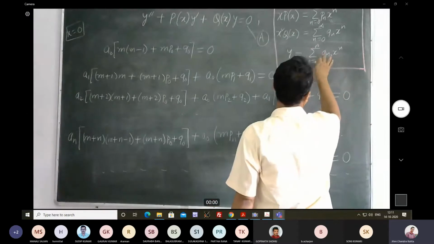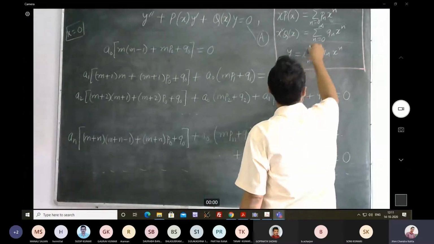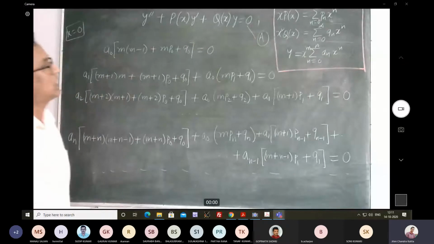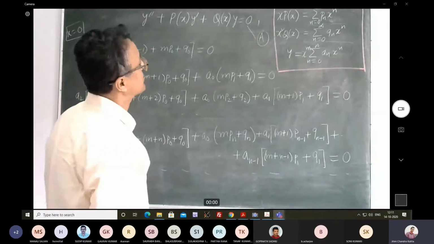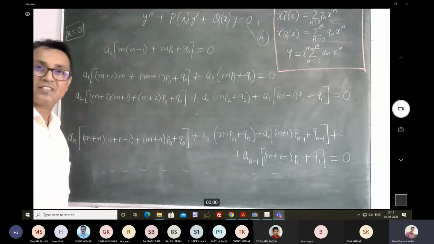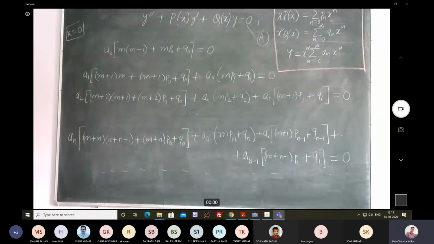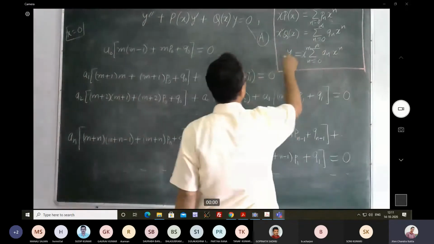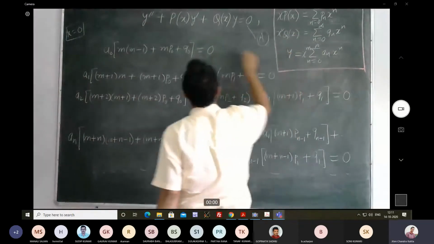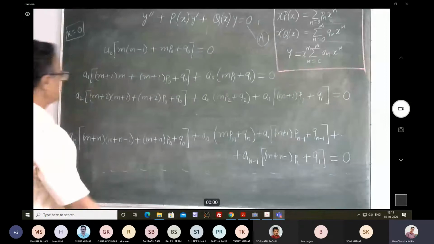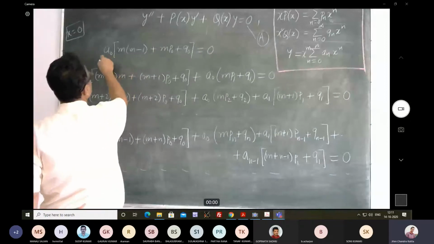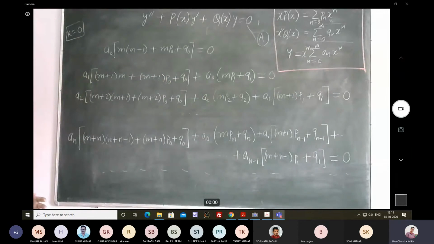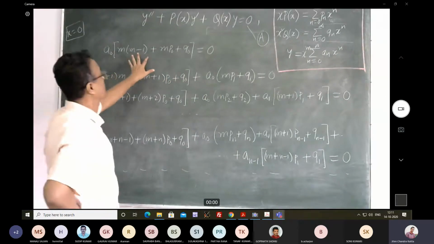Is it of this form? No, it is of this form, right? x to the power m, and then this series, going from 0 to infinity, a_n x^n. Is it okay? Fine. So then once we plug all three here in this equation, it eventually led me to this. It eventually led me to this.